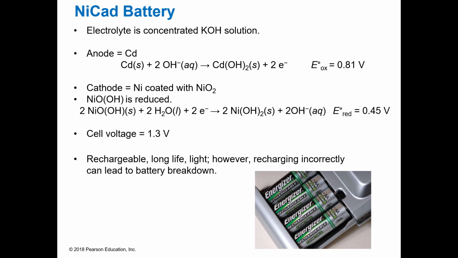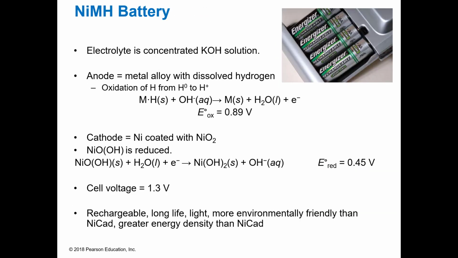All right, then we get into NiCad batteries. You probably have used some of these. These are called metal hydride batteries. What you have here is cadmium being oxidized, and cadmium being oxidized produces 0.81 volts. And you have this nickel, usually a nickel oxide with a hydroxy attached to it. The nickel is being reduced, and so it generates 1.3 volts. Again, rechargeable, long life, but if it's recharged incorrectly, it can break down.